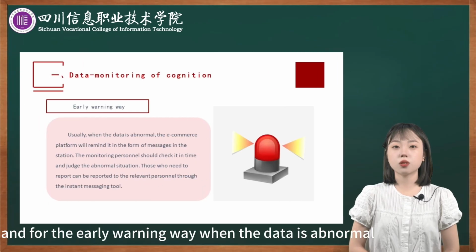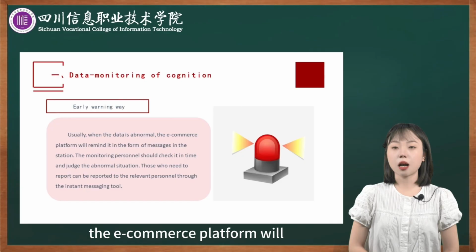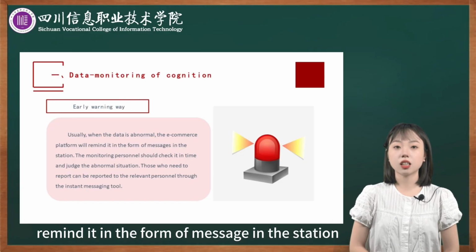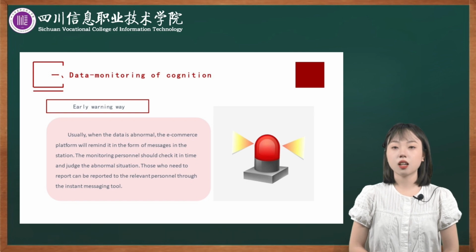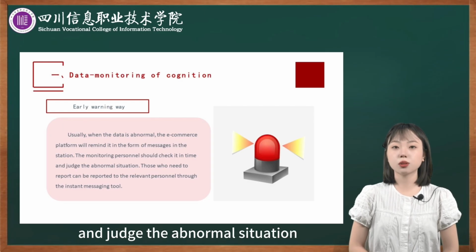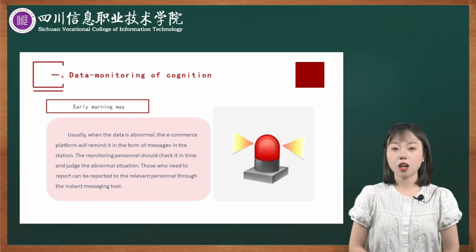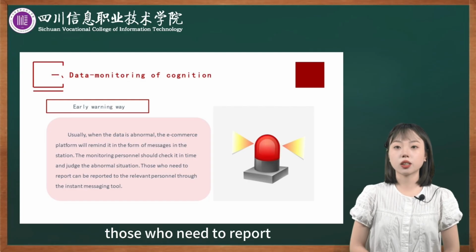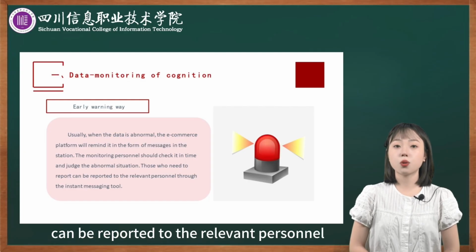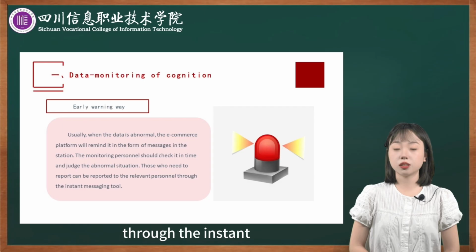And for the early warning way, when the data is abnormal, the e-commerce platform will remind it in the form of messages in the station. The monitoring personnel should check it in time and judge the abnormal situation. Those who need to report can be reported to the relevant personnel through the instant messaging tool.